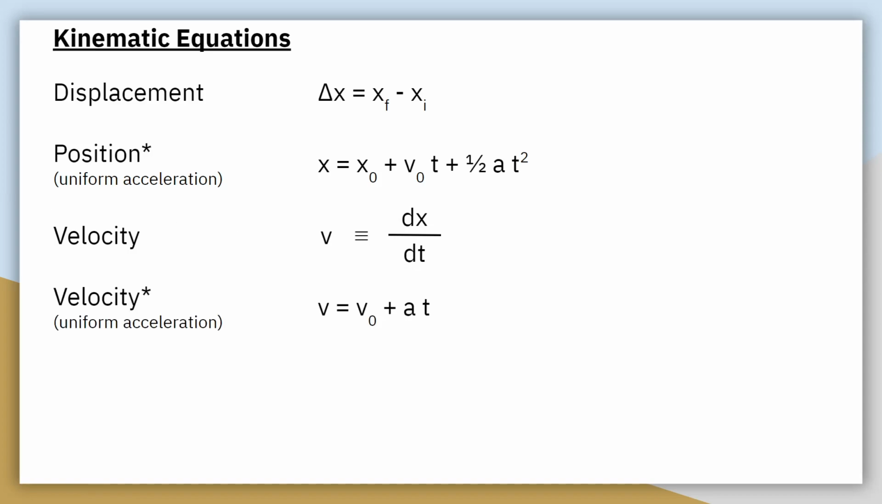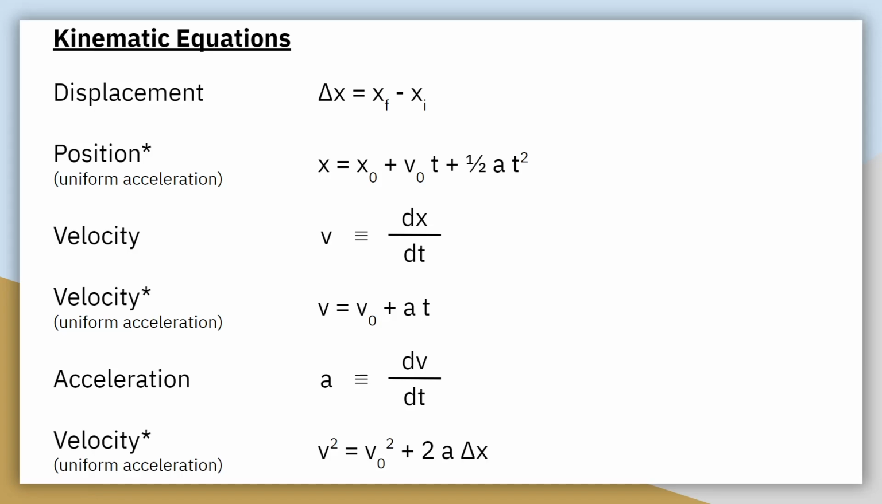Now, we also have an equation to figure out velocity at any instant in time, once again, assuming a uniform acceleration. So this is going to be our velocity is equal to our initial velocity plus that uniform acceleration times time. Our acceleration is defined in much the same way our velocity was. It is defined as the slope of a velocity versus time graph.